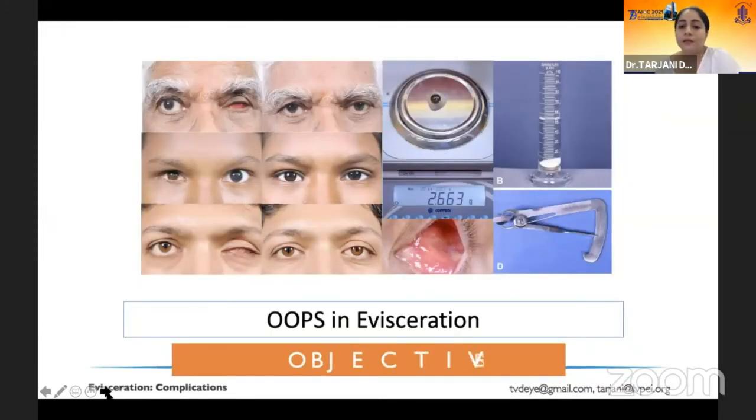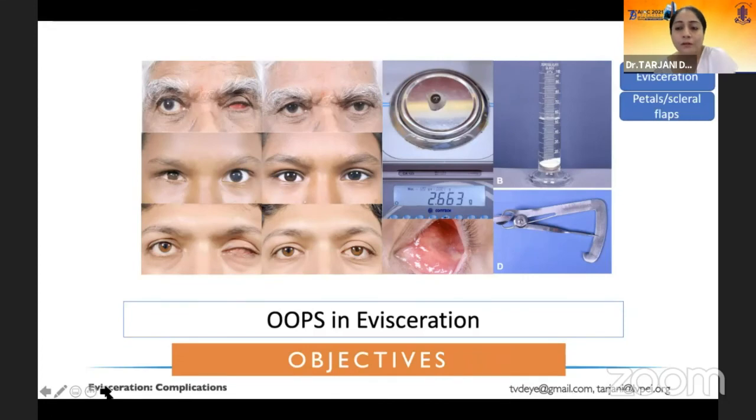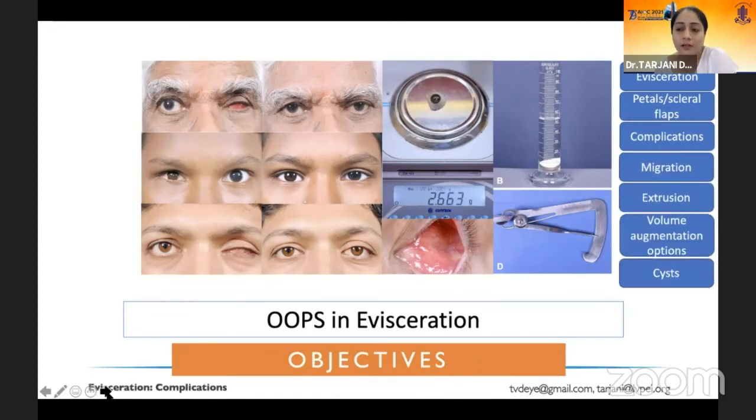Just to summarize, I have spoken to you about the different techniques of evisceration and the common complications such as migration, extrusion, volume loss, peri-implant cysts, and eyelid malpositions.